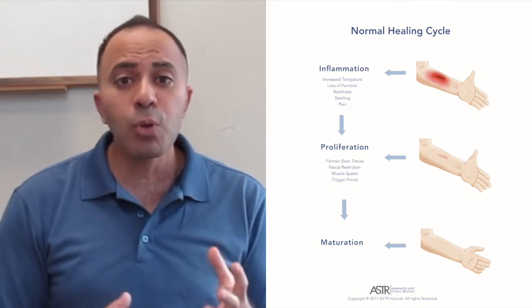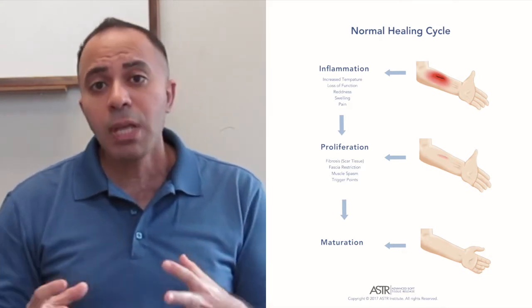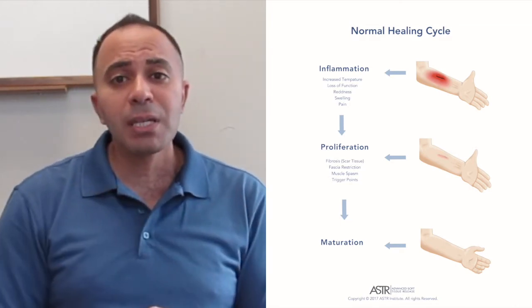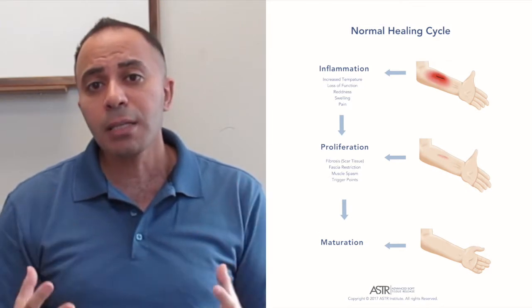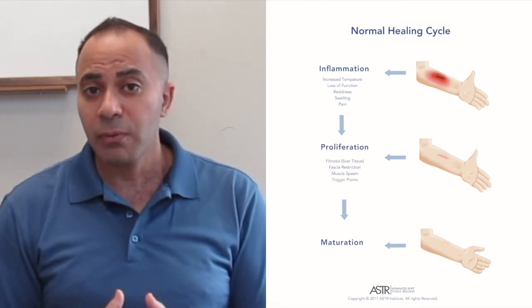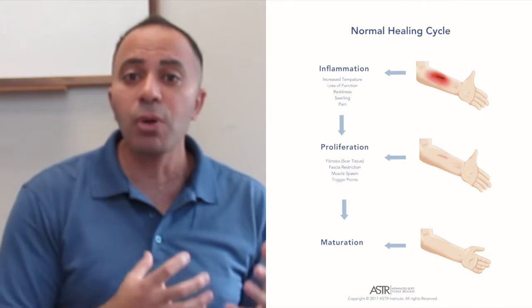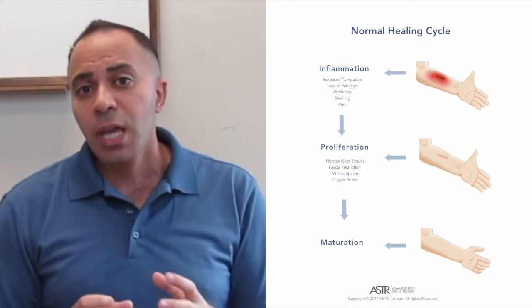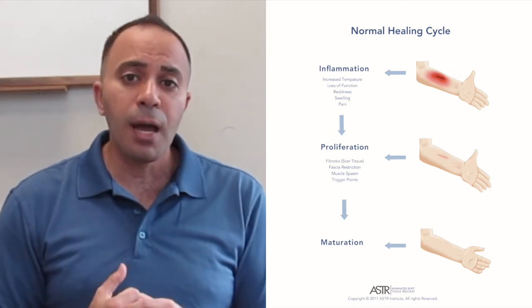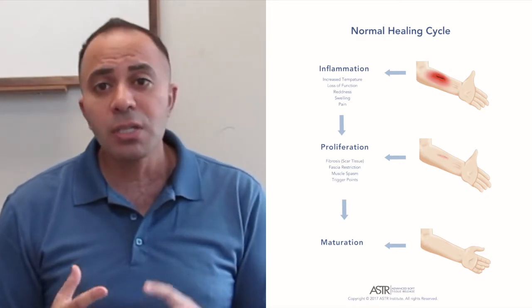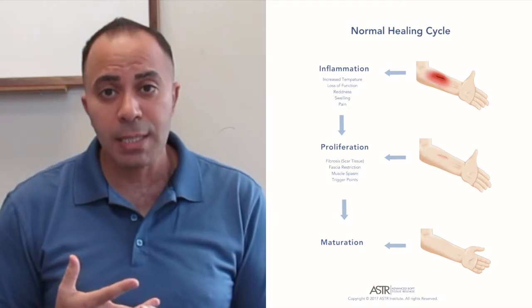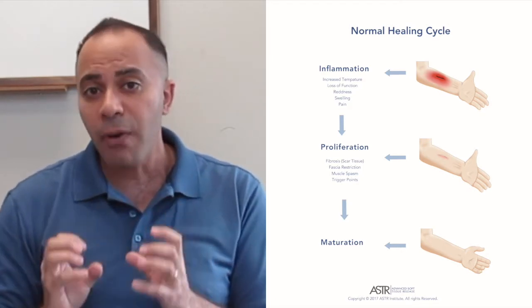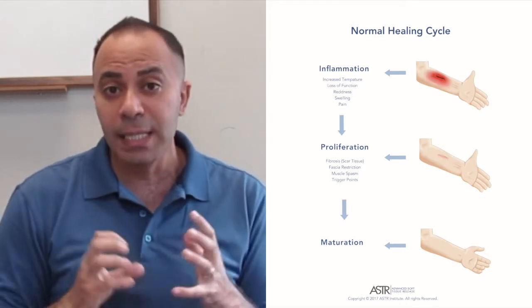The second stage is the proliferation stage. That's when our body starts to build scar tissue. If our body does not build scar tissue, the cut is an open wound and susceptible to infection. So scar tissue is essential for our survival. At the same time, during proliferation, there's a cascade of events, including fascia restrictions, muscle spasm, and trigger points. So in this video, I will dissect the fascia part of the healing cycle.